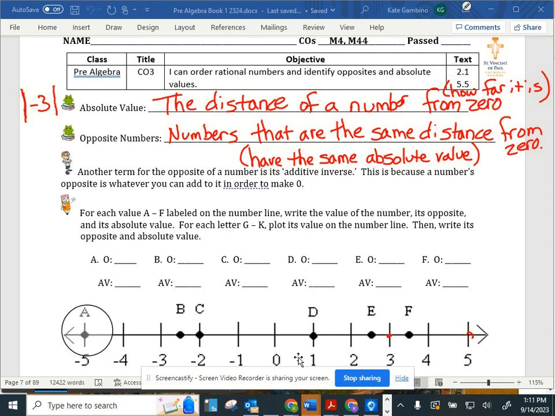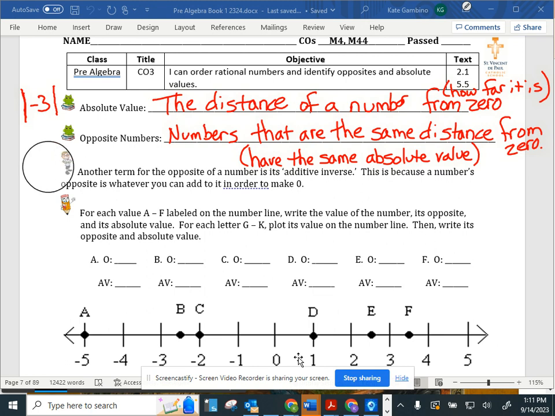This is because a number's opposite is whatever you can add to it in order to make 0. 5 is 5 steps away, so negative 5 is 5 steps away. They're both 5 steps away from 0. We want the same number that will get the same amount of jumps to 0.